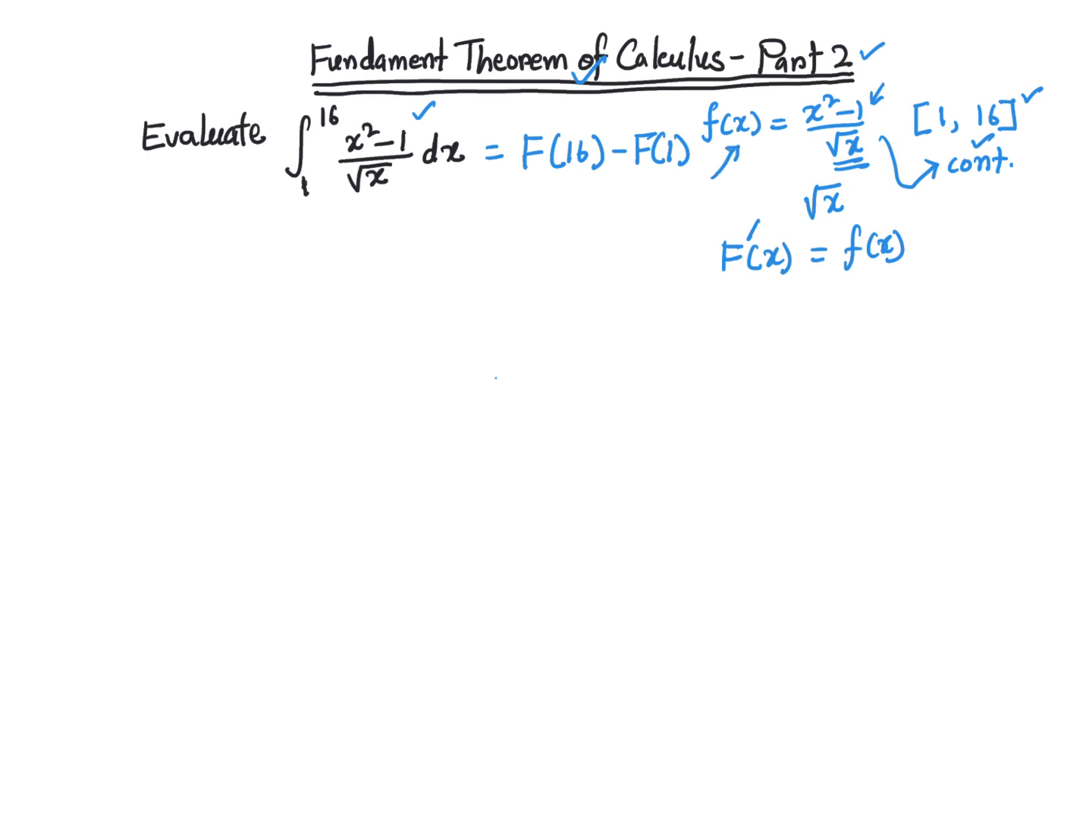So my f(x), I can break it down into two pieces: x² over √x, which is x to the power 1/2, minus 1 over x to the power 1/2. If I simplify it further, using the rules for exponents, I get x to the power 2 − 1/2, minus x to the power −1/2. That, if we simplify further, gives x to the power 3/2, since 2 − 1/2 is 3/2, minus x to the power −1/2.